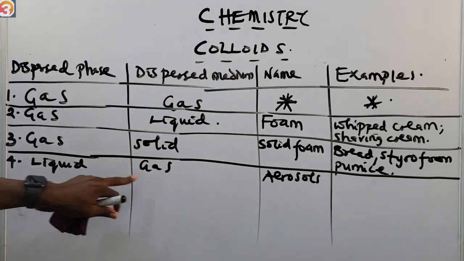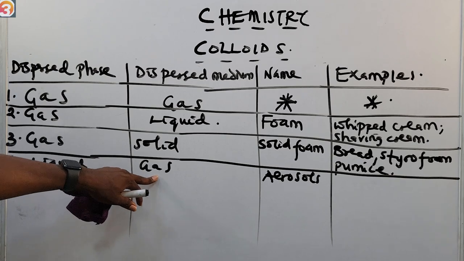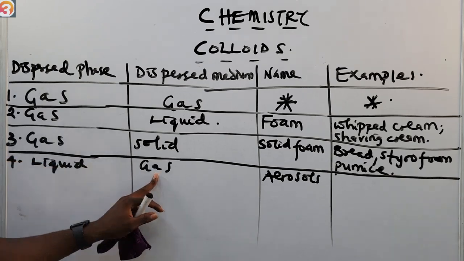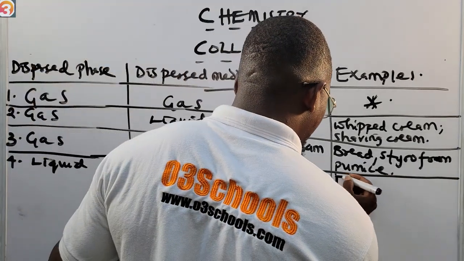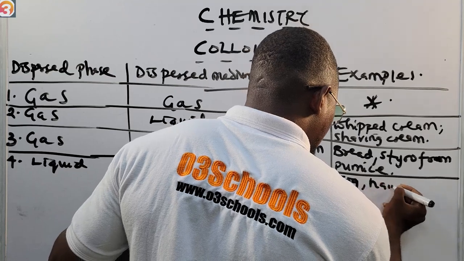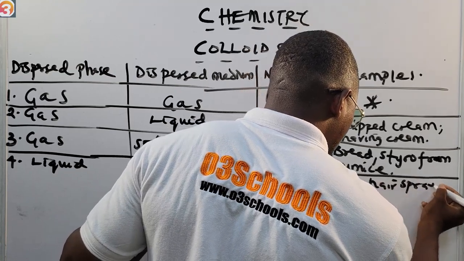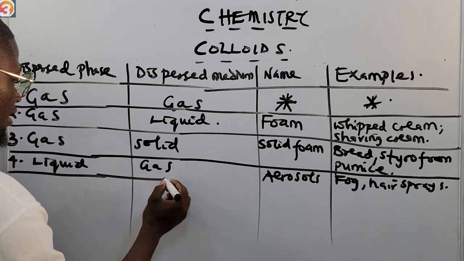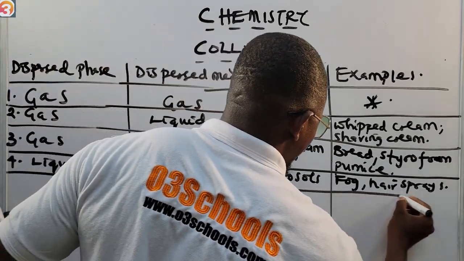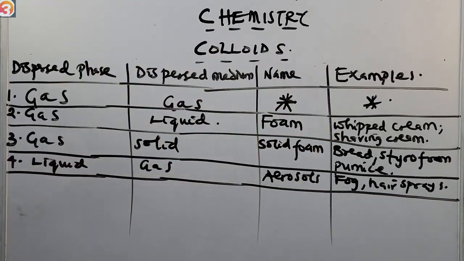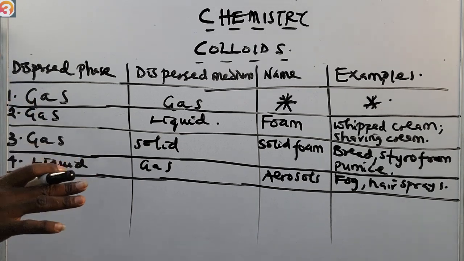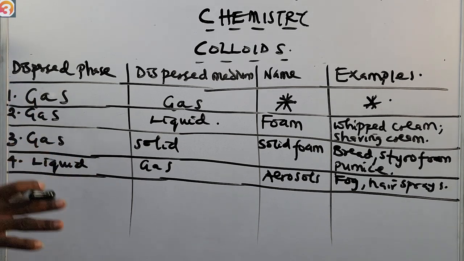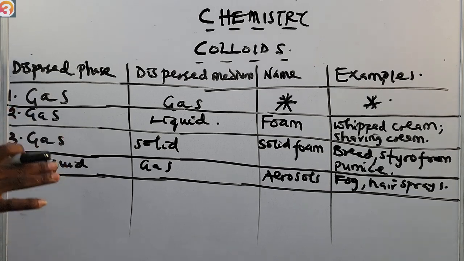So liquid gas colloidal systems are called aerosols. Examples are fog and hairsprays. These ones are liquid gas colloidal system. The name is aerosols. Fog and hairsprays are examples of liquid gas colloidal system.